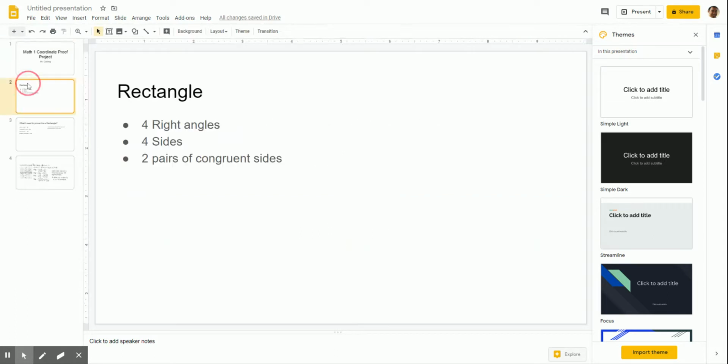So the first shape I decided to choose was a rectangle. And this is question number two. It says, what characteristics define your shapes? So you want to be as specific as possible, put as many things as you can. I put down it's a rectangle, four right angles, four sides, two pairs of congruent sides, and anything that may distinguish a rectangle from any other shape.